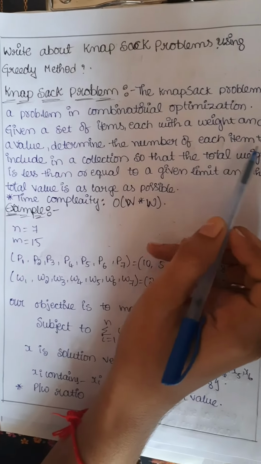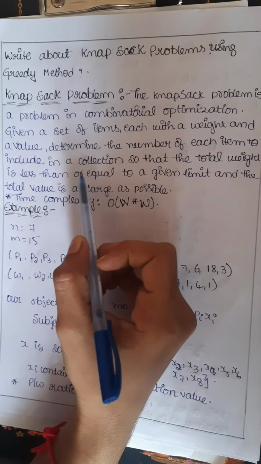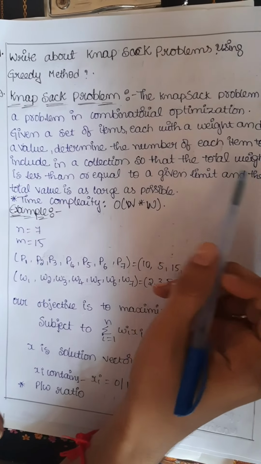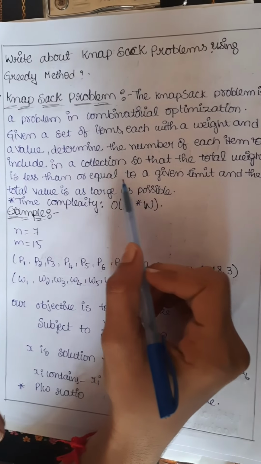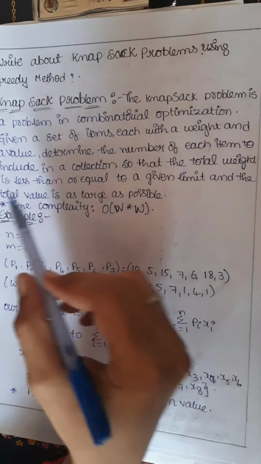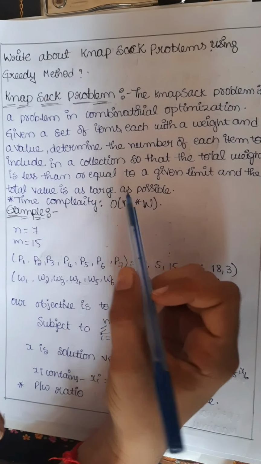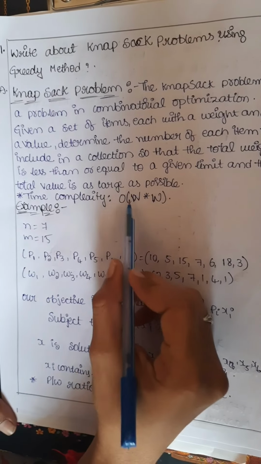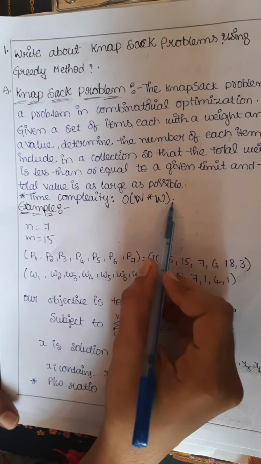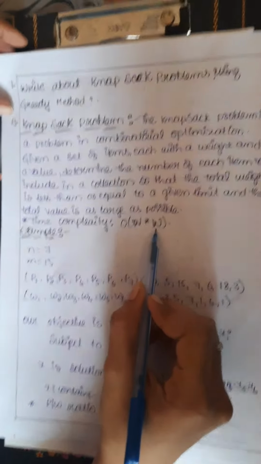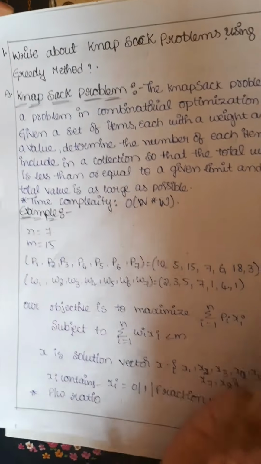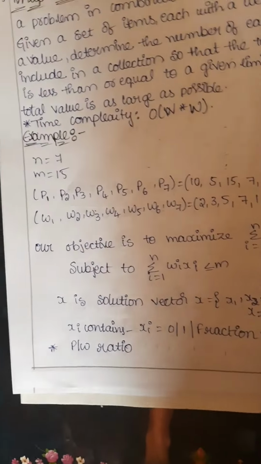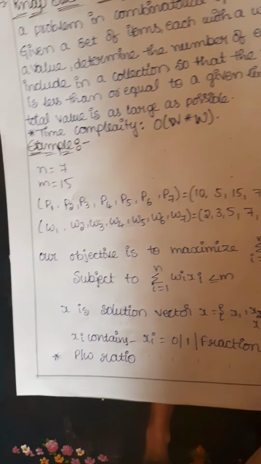Determine the number of each item to include in a collection so that the total weight is less than or equal to a given limit and the total value is as large as possible. The time complexity for knapsack is order of n into w. Here w means the weight, and n means the number of objects given. Let us see an example.